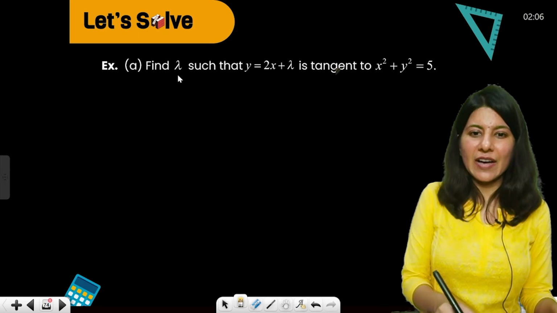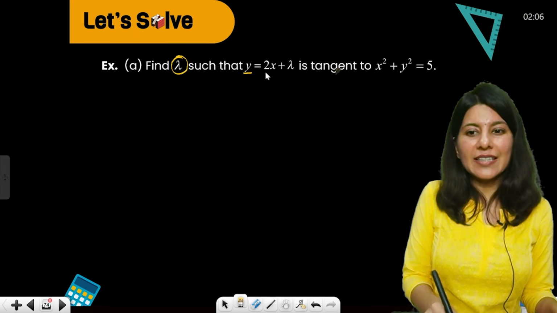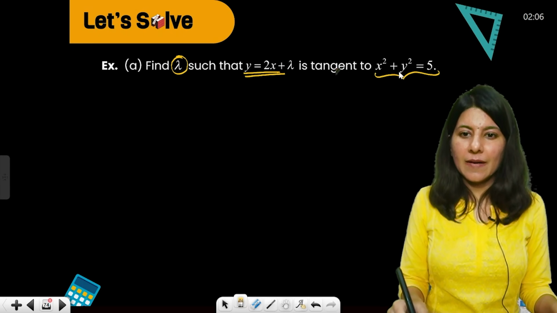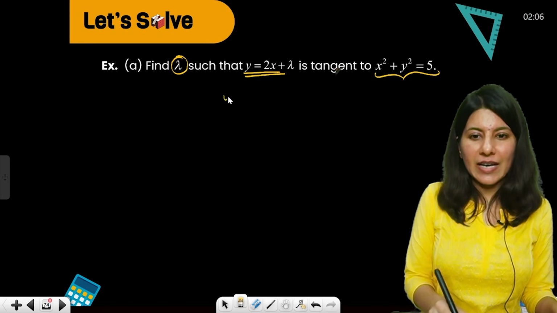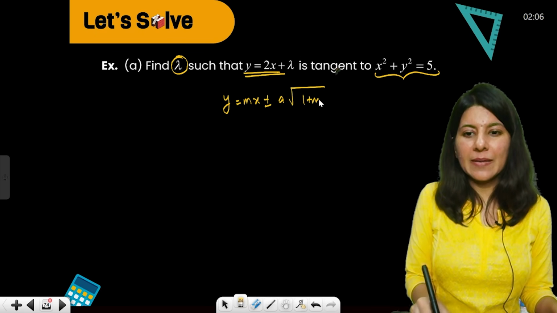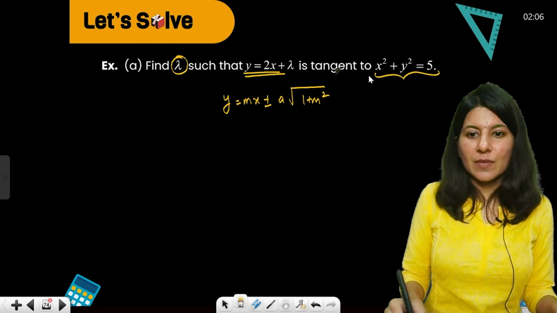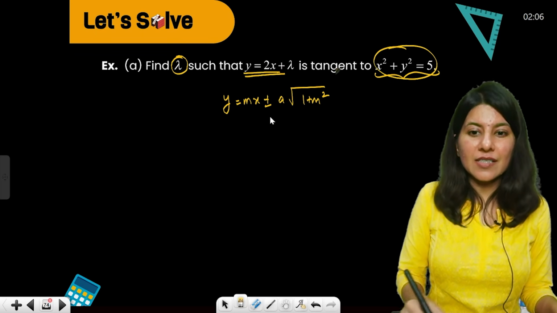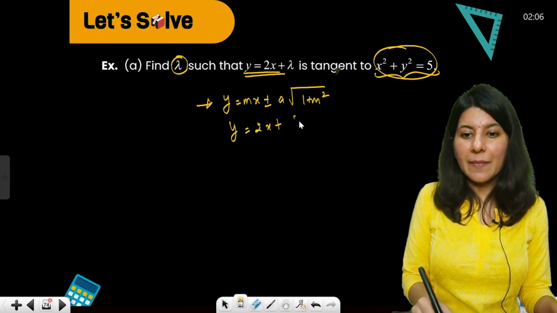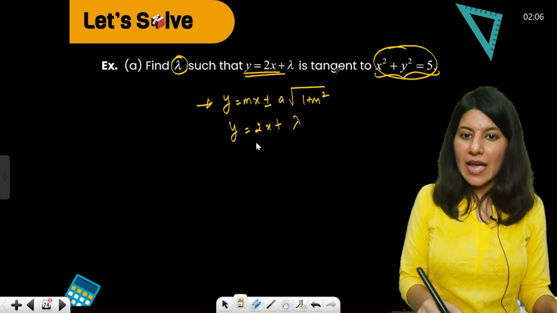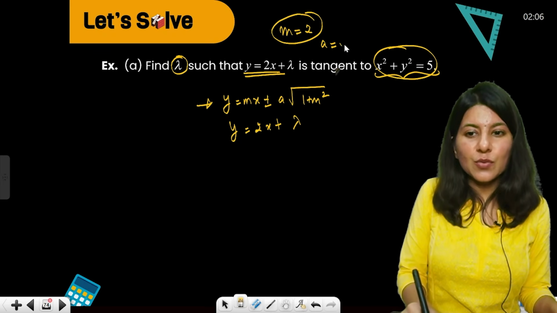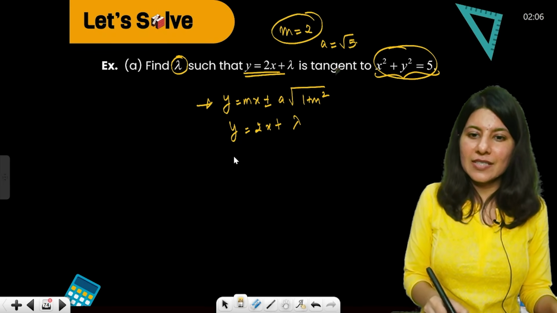The next problem says find lambda such that this becomes tangent. Again, you have two options. Just compare it with y equals mx plus minus a square root 1 plus m square, because we know the tangent of this circle is this only. Now, if y equals 2x plus lambda is the tangent, then m should be equal to 2. That is the first thing. Radius, as you know, is root 5. Just plug in the values and get your answer.